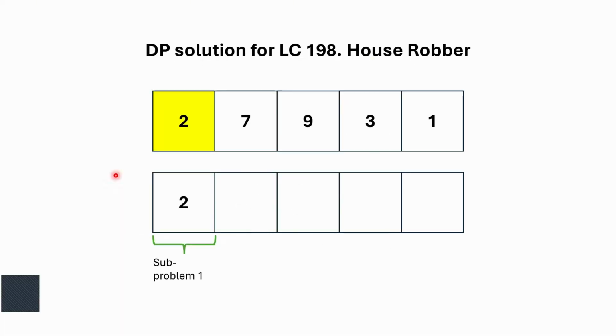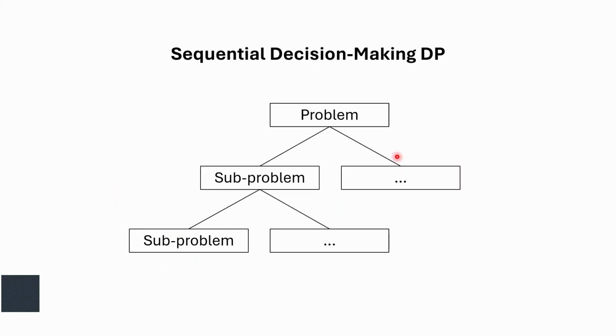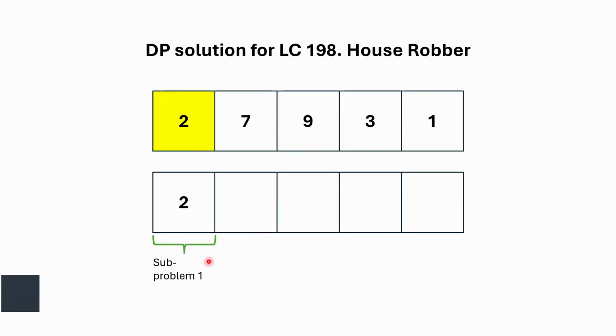All right. So first of all, we have subproblem 1. This is the first subproblem. Our main problem is that we want to find the maximum amount of money that we can rob from all of these houses, right? But we will start from the smallest subproblem, which is subproblem 1. So we're asking ourselves, what is the maximum amount of money that we can rob from the first house? It's obviously just the first house, right? Because it's the only house that we can rob up to this point.